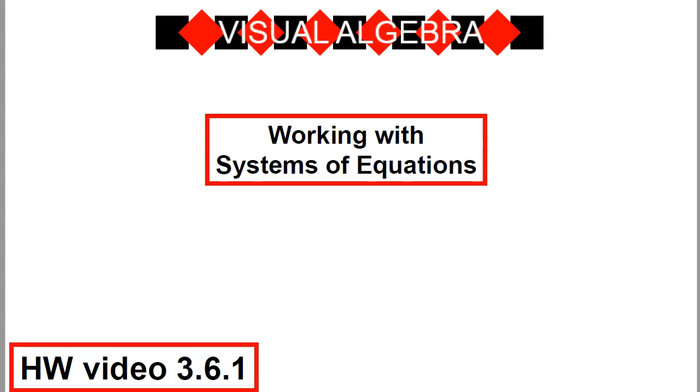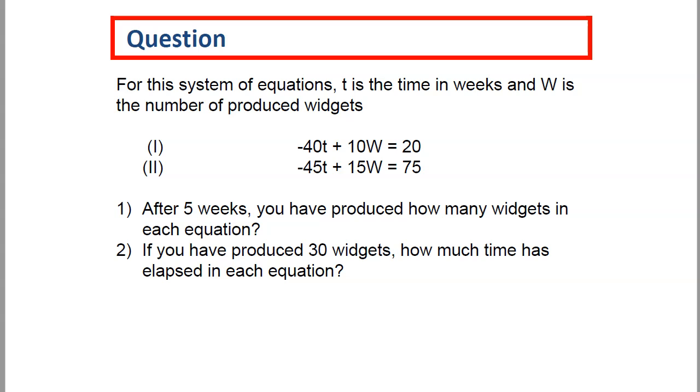In this video, we'll look at working with systems of equations. Our question is two parts and starts with, for the system of equations, T is time in weeks and W is the number of produced widgets. And we're given two equations in T and W.